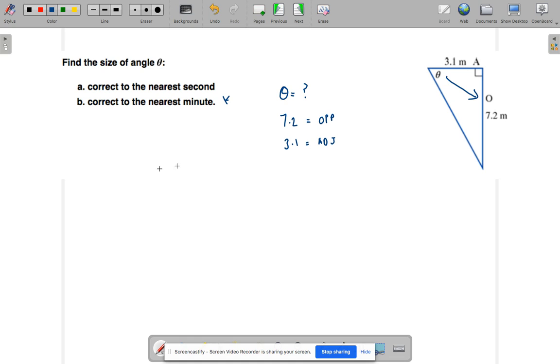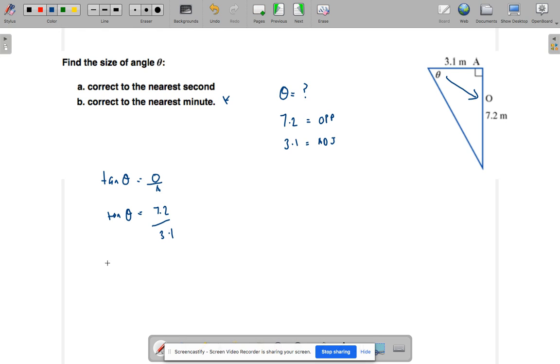Tan theta equals opposite over adjacent. Tan theta equals 7.2 over 3.1. Okay, so we now put that in the calculator. So shift tan, open brackets, 7.2 divided by 3.1, close brackets, enter.